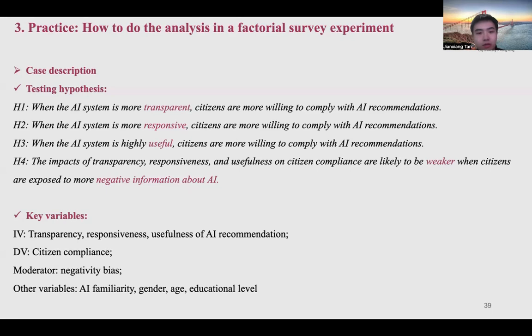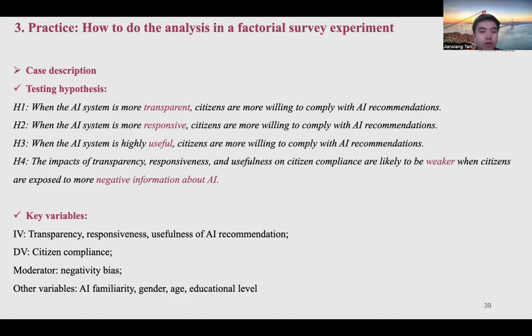whether the features of an AI recommendation system will affect citizens' compliance with the AI recommendations. So the testing hypotheses are: when the AI system is more transparent, more responsive, and more useful, citizens are more willing to comply with AI recommendations. And I also have a moderator here: the impacts of transparency, responsiveness, and usefulness on citizen compliance are likely to be weaker when citizens are exposed to more negative information about AI.